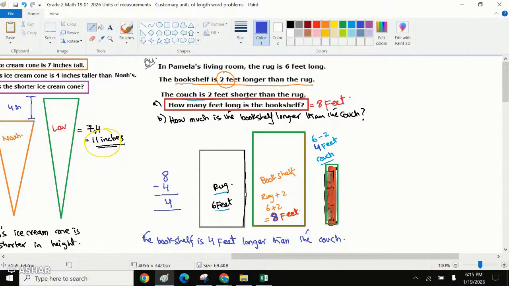Okay. This is a grade 2 topic. This is a class for grade 2 and we are doing units of measurement. Okay. So let's do the next one.